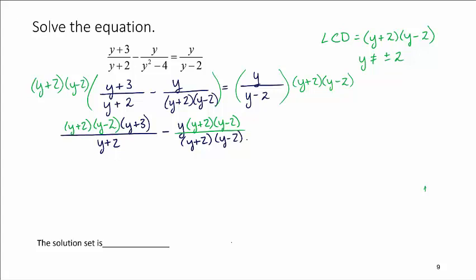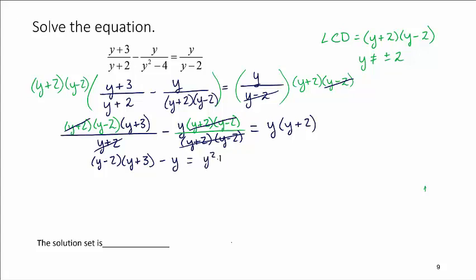Okay. And then over here on the right, we've just got one term, and I know that the y minus 2 is going to cancel out, so I'm going to be left with y times (y + 2) there. Okay. All right, so take a look at what happens here. The y plus 2's cancel in the first term, and in the second term, the whole LCD leaves, right? (y + 2) times (y - 2). Okay, so what are we left with? We're left with (y - 2) times (y + 3) minus y equal to y squared plus 2y, right?